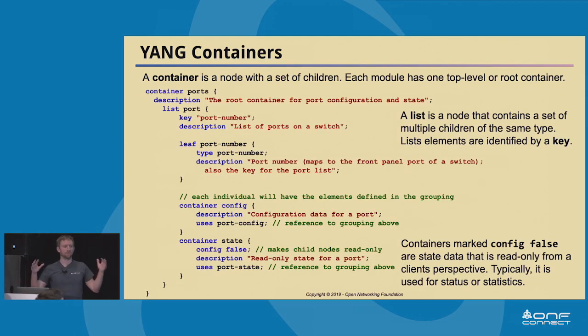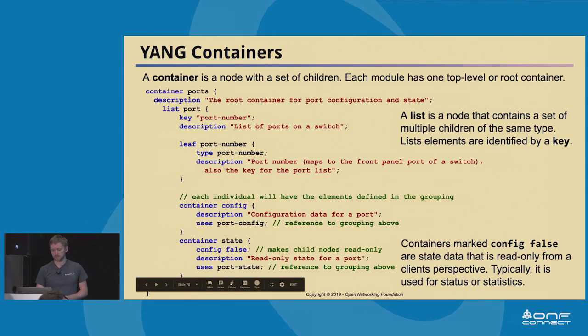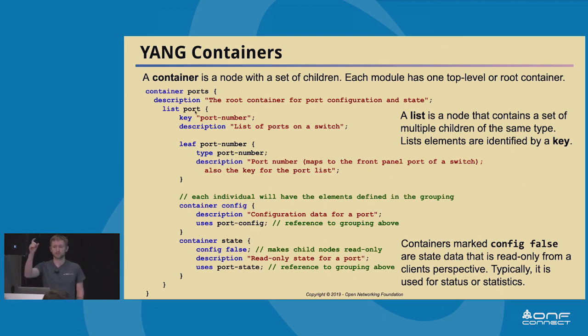The way that we pull our overall hierarchy together is using something called a container. A container is a node in our hierarchy that can have sets of children, and those children are going to have our leaves. In this case, we're defining our top-level or root container for our module called ports. Ports is going to have a list of port instances, and the port instances are going to have a key. That's how we're going to identify them in our schema. That key is going to be a port number. So we have a leaf port number, which is the front panel of our switch in this case.